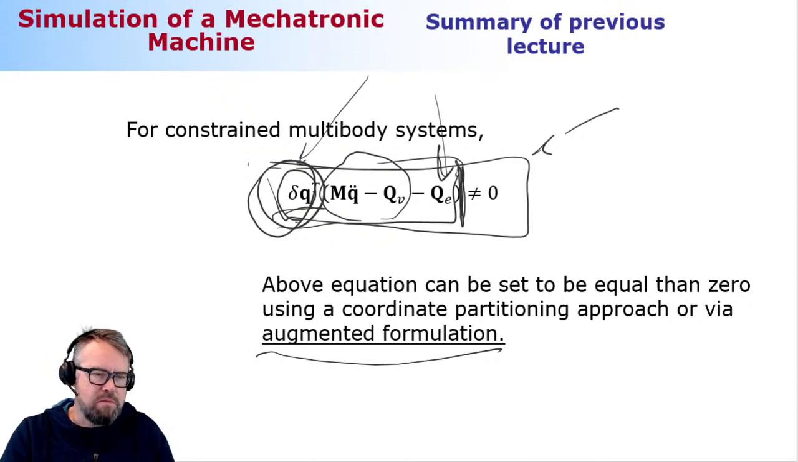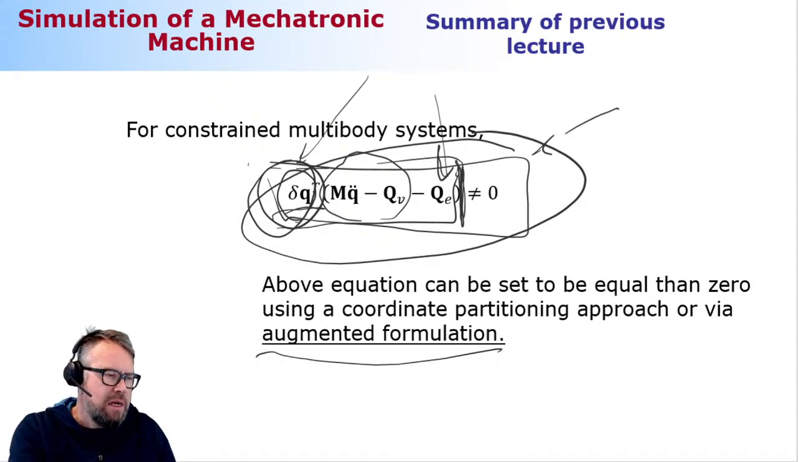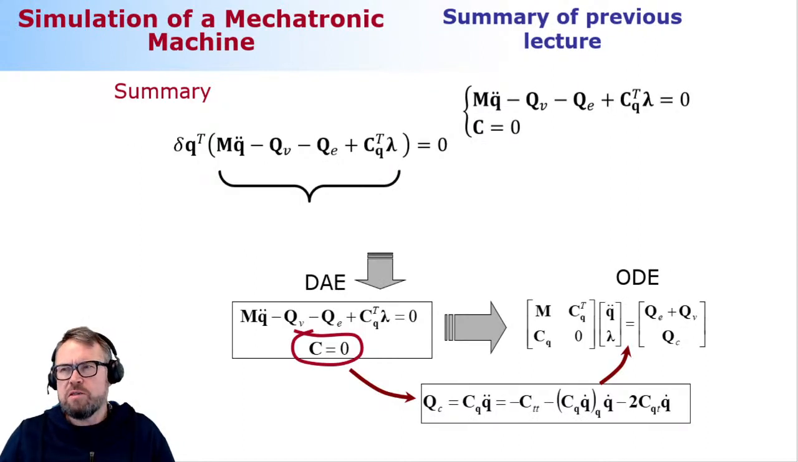Okay, so forcing this to be equal to 0 is what gives you the equation of motion. So how can you do that? You can add this constraint to your original equation with the help of Lagrange multipliers.